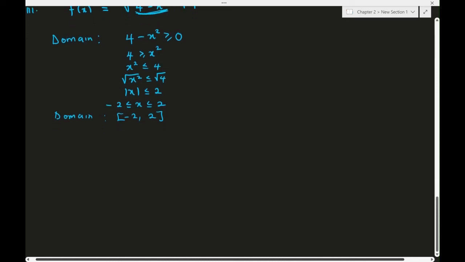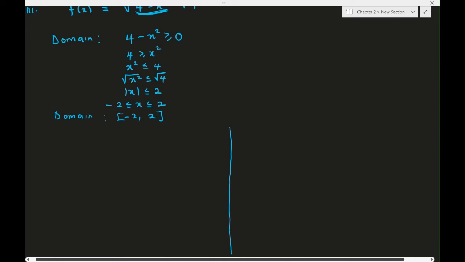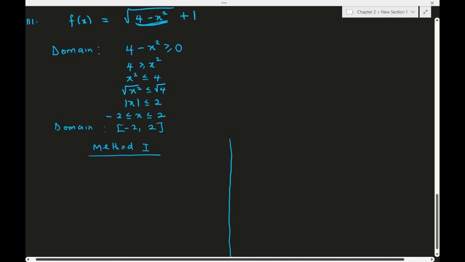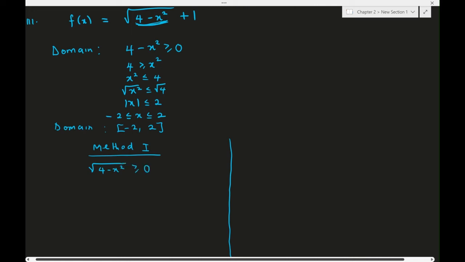Now, let's go solve the range. We will still try to use two methods for solving the range. So let's say method 1. Method 1 is, what do we do? Use the fact that anytime you have an even root, it is always non-negative. Here you are not taking the contents of the root, you are taking everything, including the roots. This is always true for even roots. Then we can use this to construct what we have.